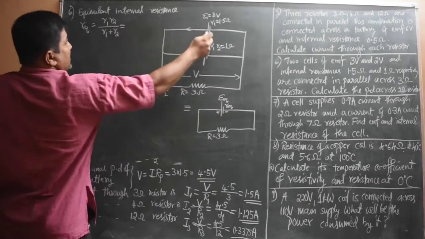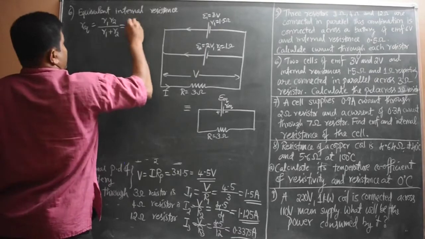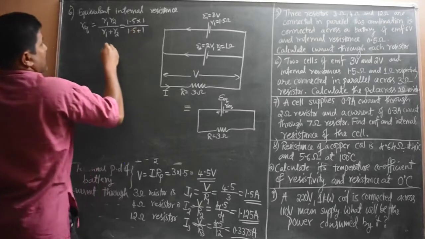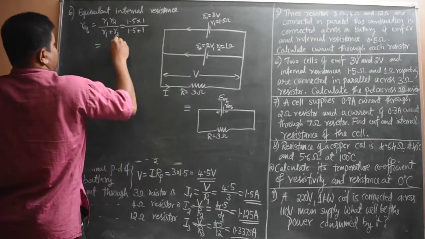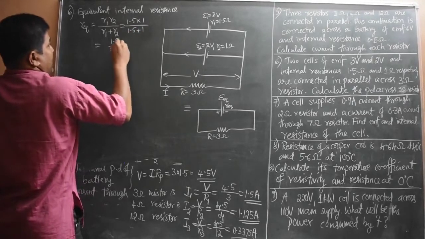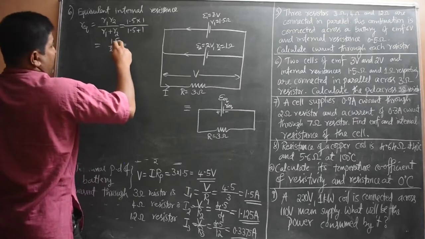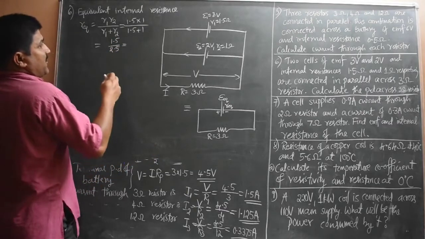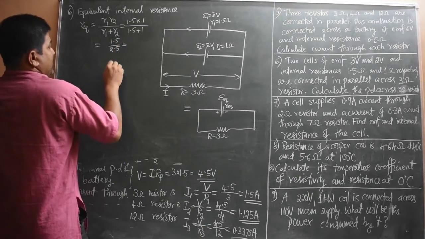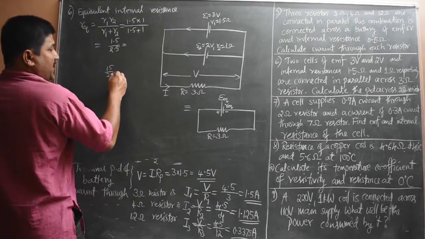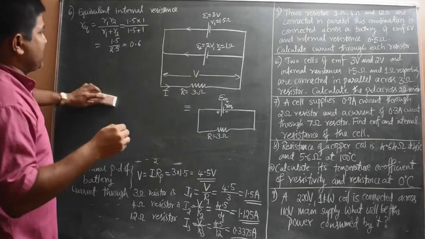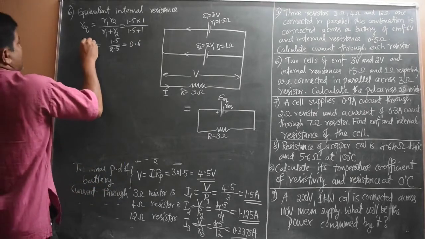Now substitution. Internal resistance of the first one is 1.5, second one is 1, divided by 1.5 plus 1. Now multiplying 1.5 into 1 is 1.5, divided by 1.5 plus 1 which is 2.5. Now we can divide this 1.5 by 2.5. It is like 15 by 25. 150 by 25 is 6, so 15 by 25 will be 0.6. Or otherwise you can use a calculator also. So this is the r EQ value.